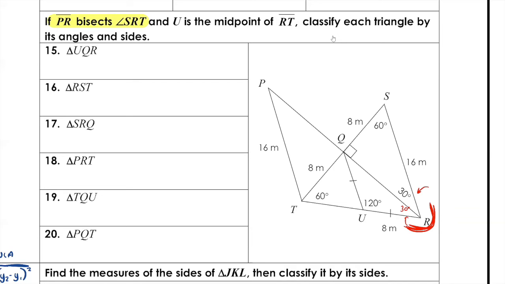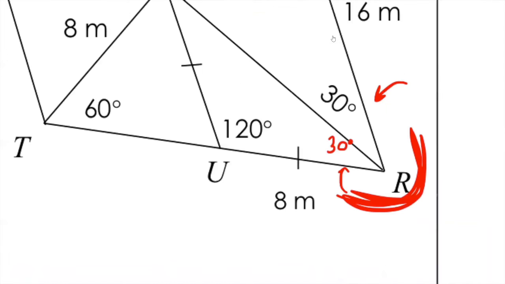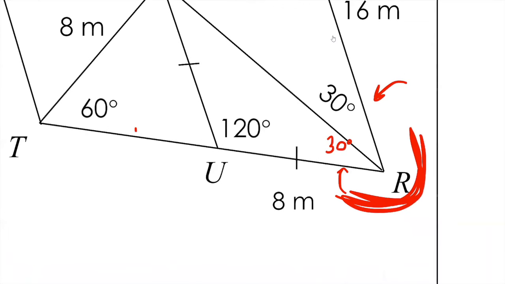And the next statement is U is the midpoint of RT. What does it mean to be the midpoint? It's the middle, like each side is congruent. It cuts it into two congruent segments. So TU is congruent to UR. So if UR is 8, what would TU be? 8.